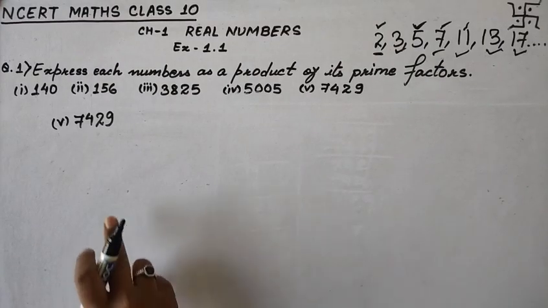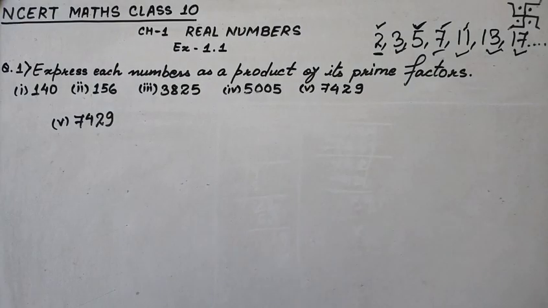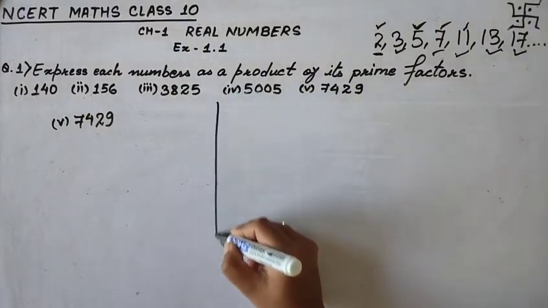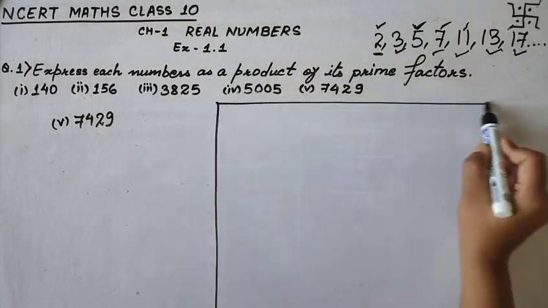Okay, so moving on with our last question, that is 7429. Since 7429 is a large number, I will show you how to check for a large number. It is a little time consuming, but it will help you if you practice more.